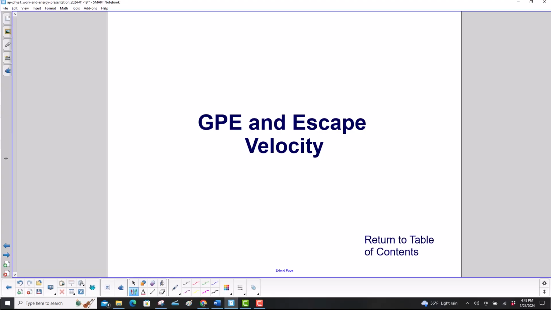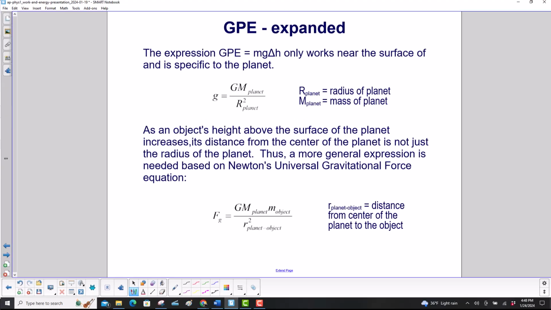GPE and Escape Velocity. The expression GPE equals mg delta h only works near the surface of, and is specific to, the planet. So here's little g, the universal gravitational constant, the mass of the planet, and then the radius of the planet.